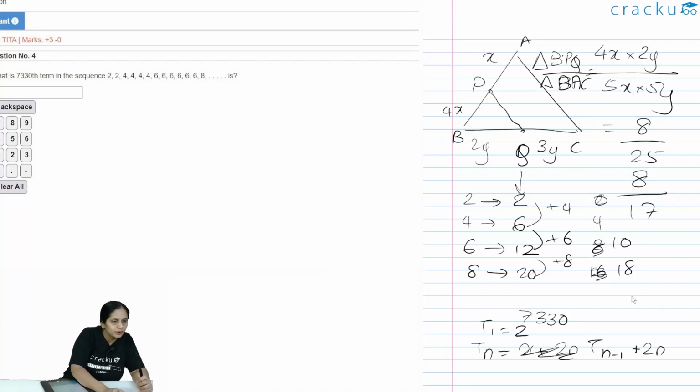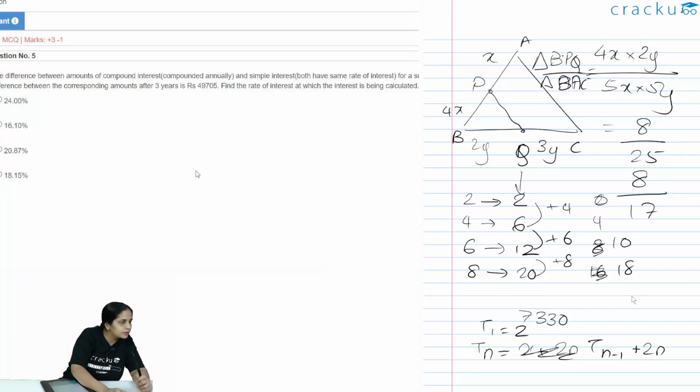This I'll skip. The difference between the amounts of compound interest and simple interest, both are the same.